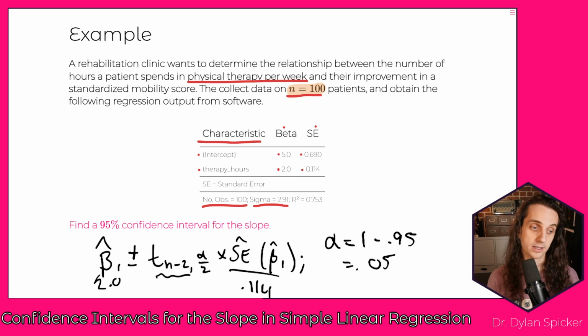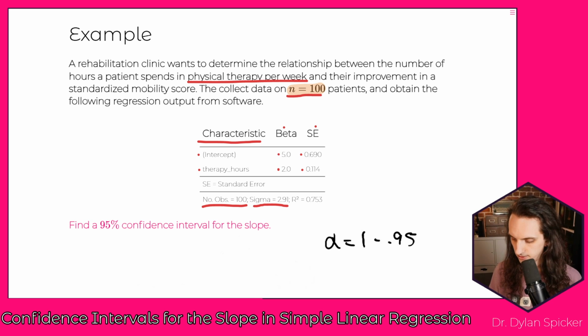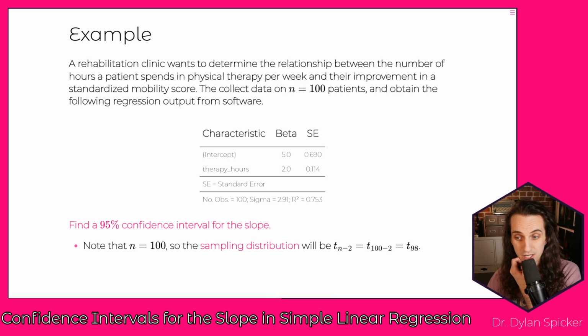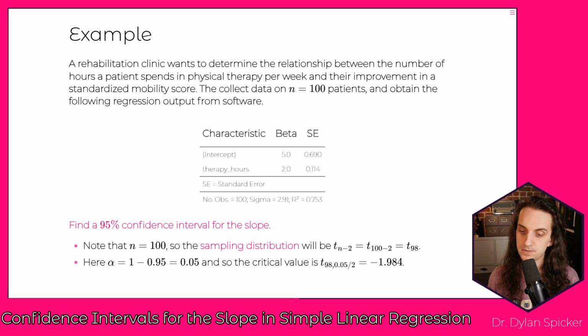And so then we just need to plug in our critical value, and that's going to end up giving us this confidence interval here, right? So we can walk through how we can do this exactly using the output here. We get n is equal to 100, and so the sampling distribution is going to be based on a T_{n-2}, which is a T98 distribution, okay? Alpha is going to be 1 minus 0.95, or 0.05, and so the critical value is going to be 1.984.